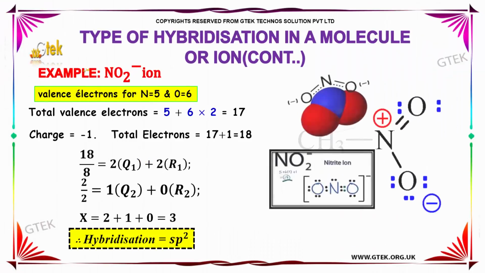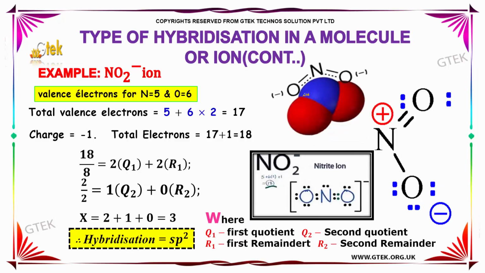Here is the example. I got a NO2 minus ion. The valence electron for nitrogen is 5 and oxygen is 6. So the total valence electron is 5 plus 6 into 2. So 6 into 2 is 12 plus 5, it's 17. Since I got a charge of -1, the total electrons is 17 plus 1, which is equal to 18.